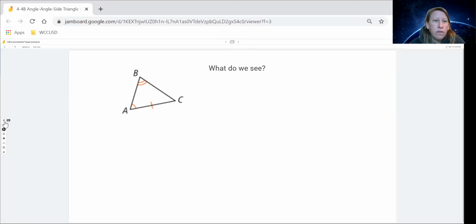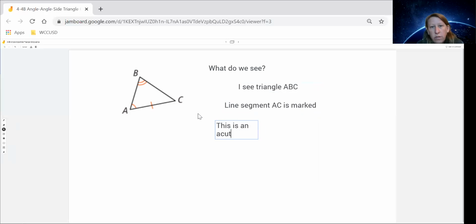Whenever you see a figure, the first thing we want to do is say, what do we see? I see triangle ABC. Okay, what else do we see? I see line segment AC is marked. Do we know what kind of triangle it is? All three angles are acute. This is an acute triangle.